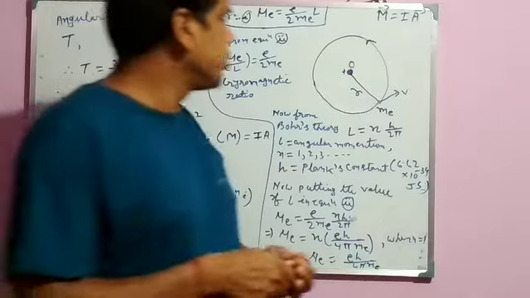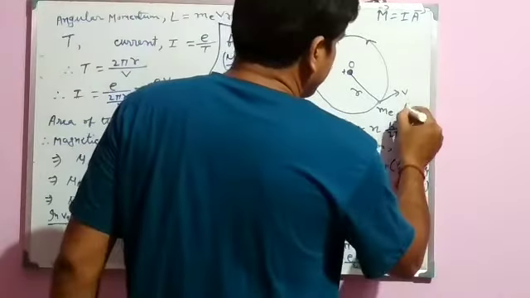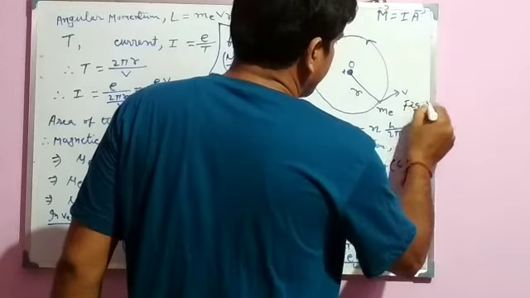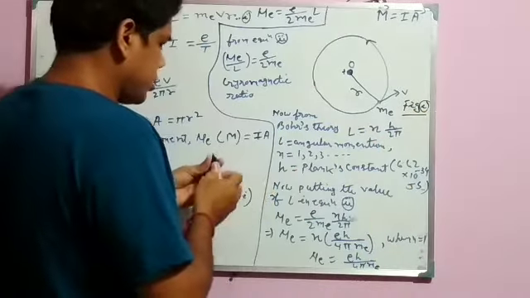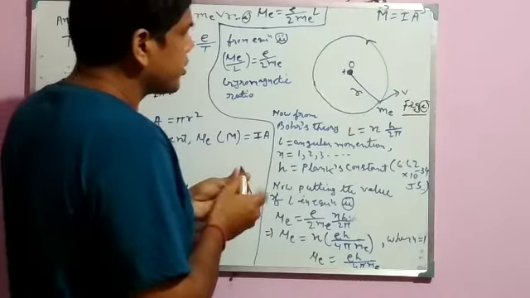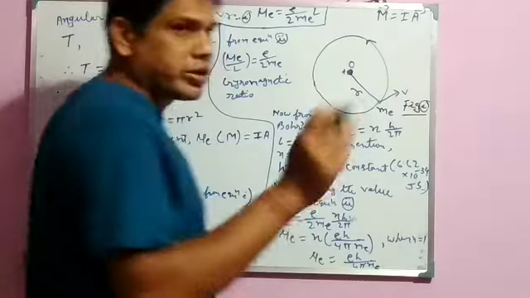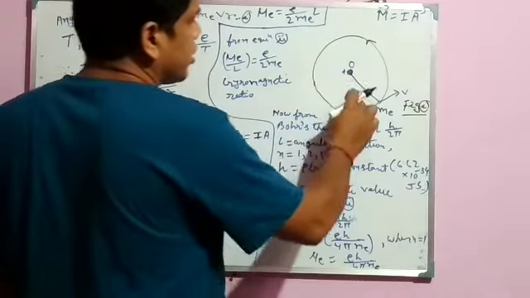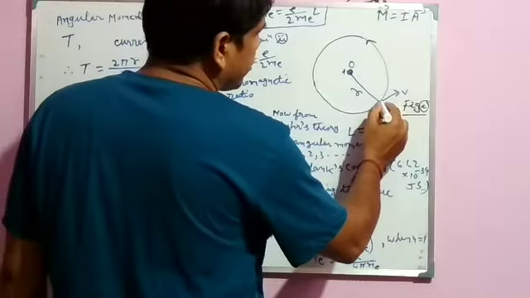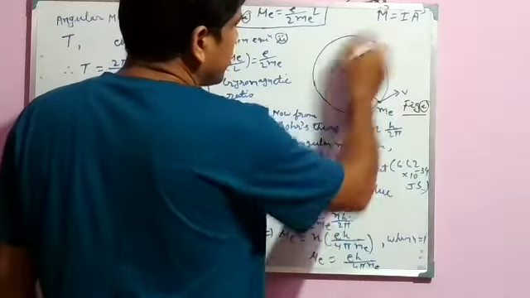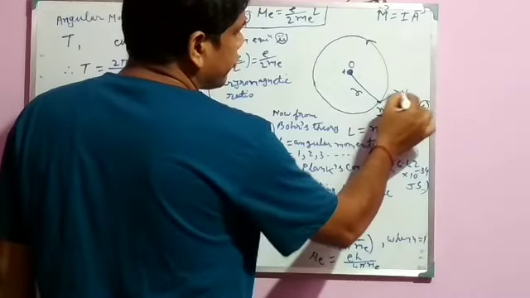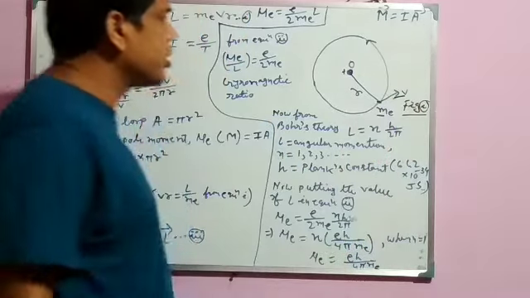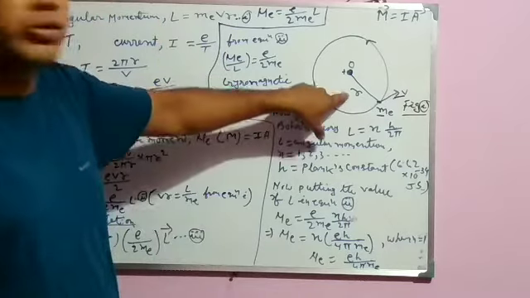So here you see in figure 1, the nucleus is present at point O, at the center of this circular path, and the electron is revolving around this circular path with mass m_e and velocity v. The radius of this circular path we have considered as r.